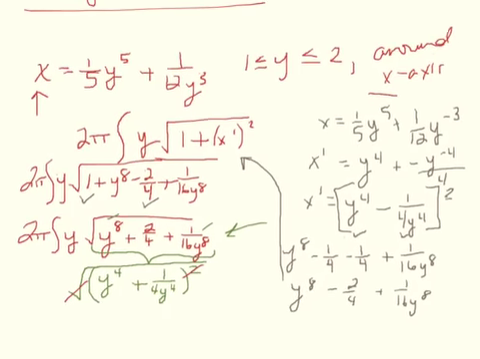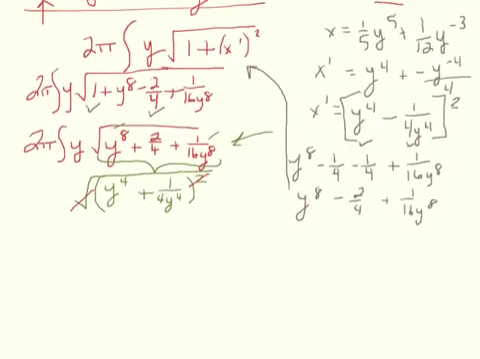Oh, let's move the surface area. Let's move this up. So, now let's look at what's left and be careful. So we have 2 pi.